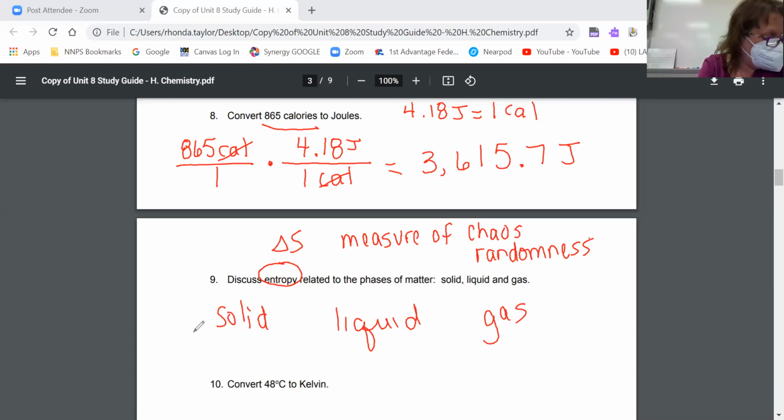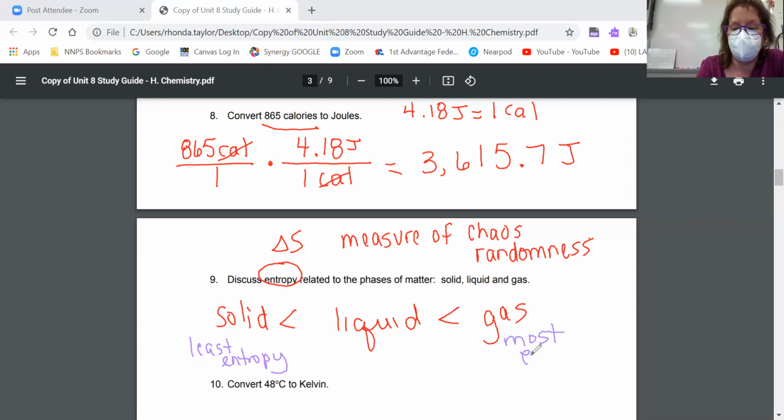So when we look at our entropy, solids are going to have less than liquids, and liquids are going to have less than gases. Remember that you're going to have the least amount of entropy with the solids. But remember, gases are all over the place. So you're going to have the most chaos, most randomness, most movement of those molecules with a gas.